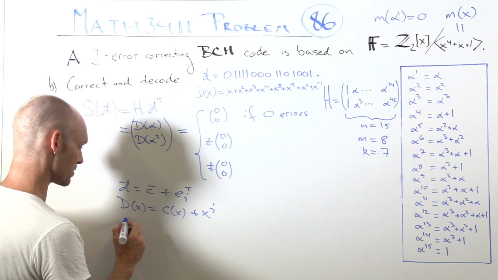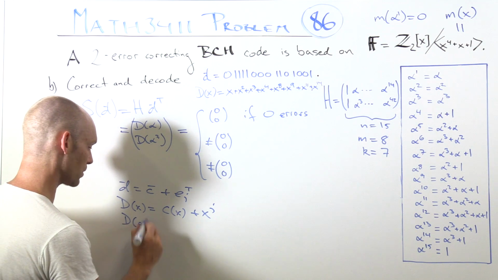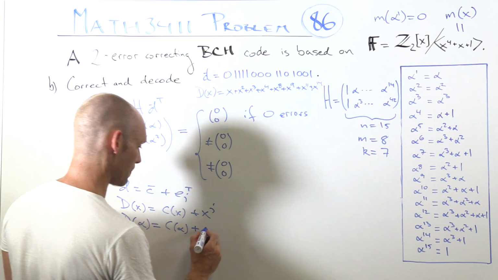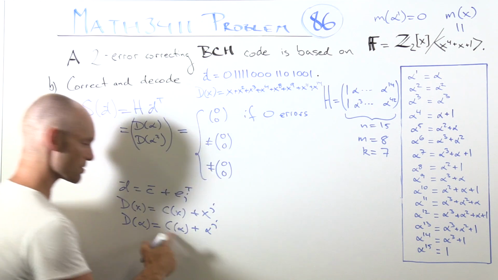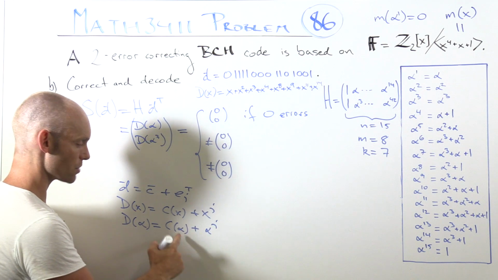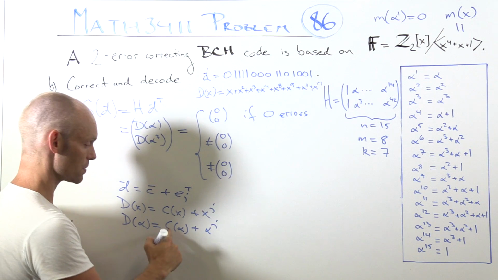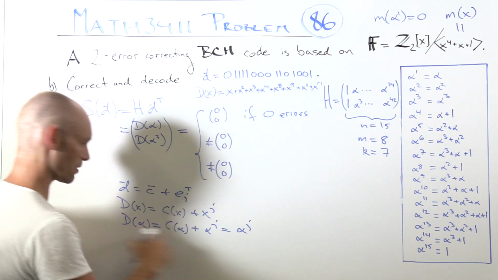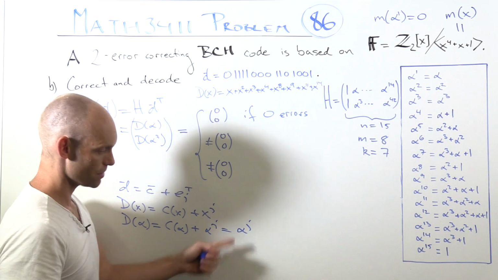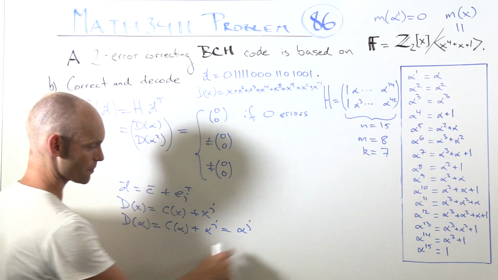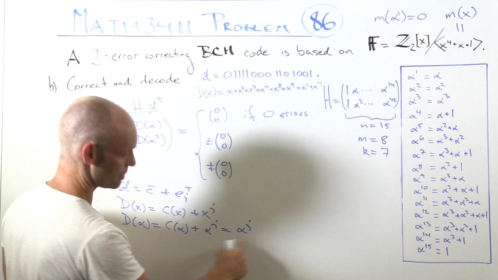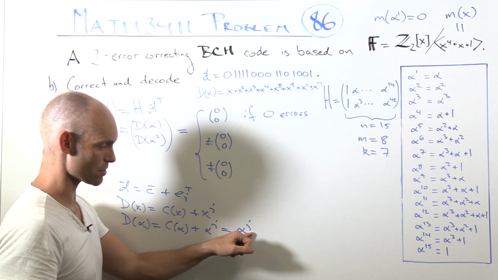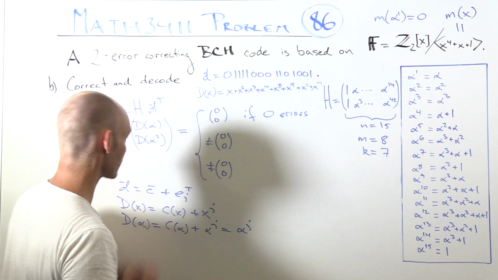So if you evaluate this at alpha, you have d of alpha is equal to c of alpha plus alpha to the power of j. Now c of alpha would be the syndrome of a code word c, so that's equal to 0. And you just have that d of alpha is alpha to the power of j. So if you calculate d of alpha and there's only 1 error, then you can see the position labelled by j is where you've got the error.